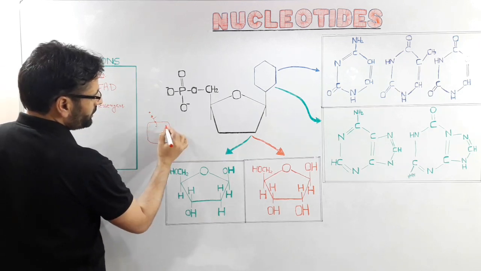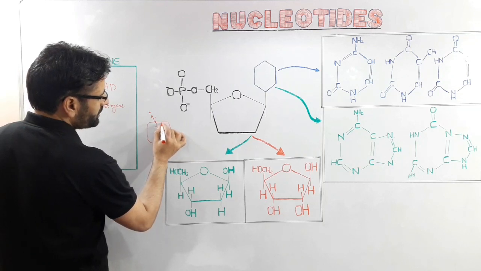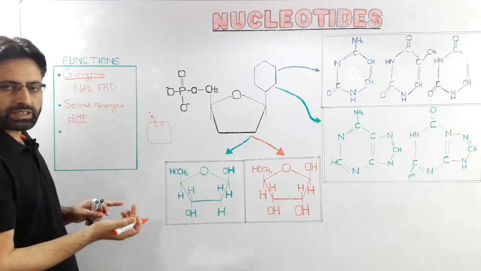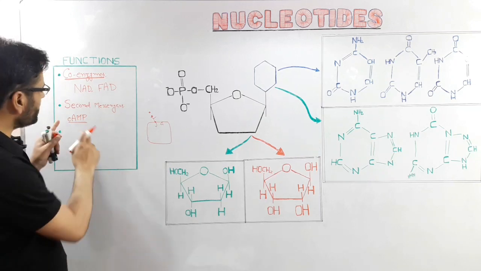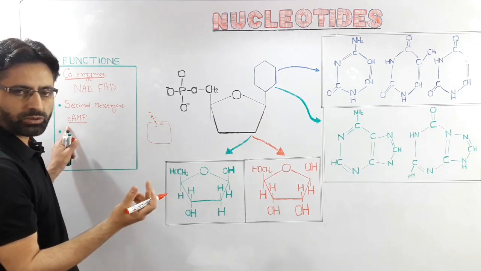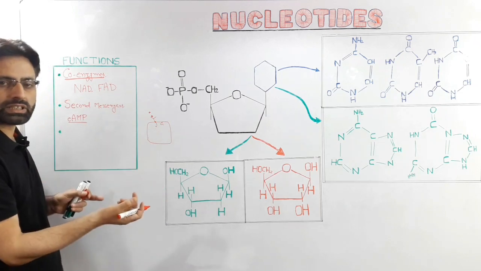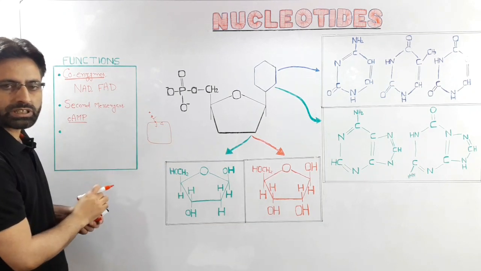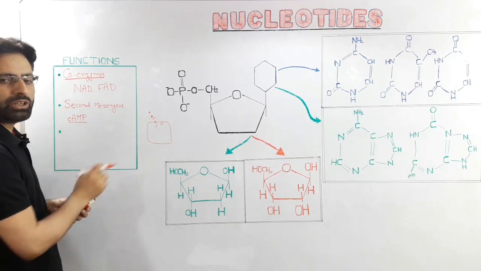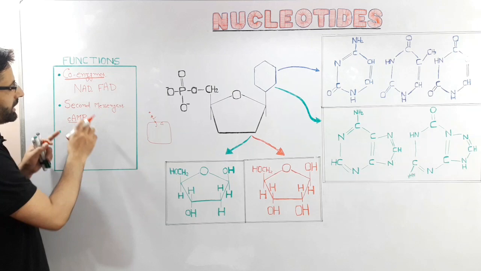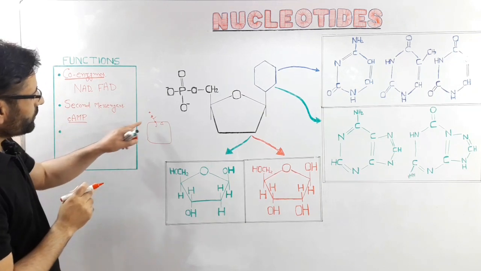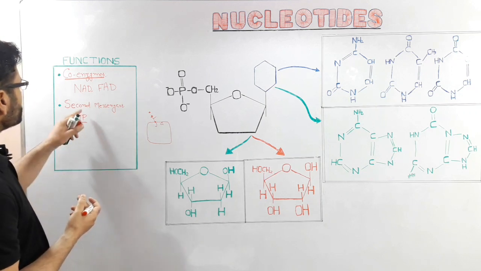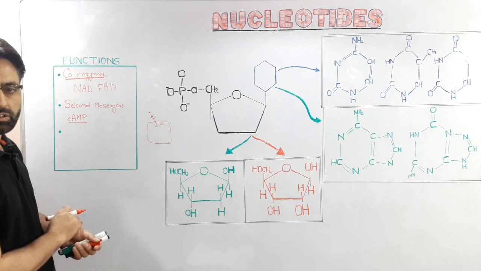These second messenger molecules can either be the calcium ion, or in some cases cyclic AMP, cyclic adenosine monophosphate. This cyclic AMP can act as a second messenger molecule. That is, it is involved in signal transduction, the transfer of signal from the plasma membrane towards the interior of the cell. This interior of the cell can either be the nucleus or inside the cytoplasm. So these nucleotides are involved in signal transduction, and the nucleotide cyclic AMP acts as the second messenger in cell signaling.